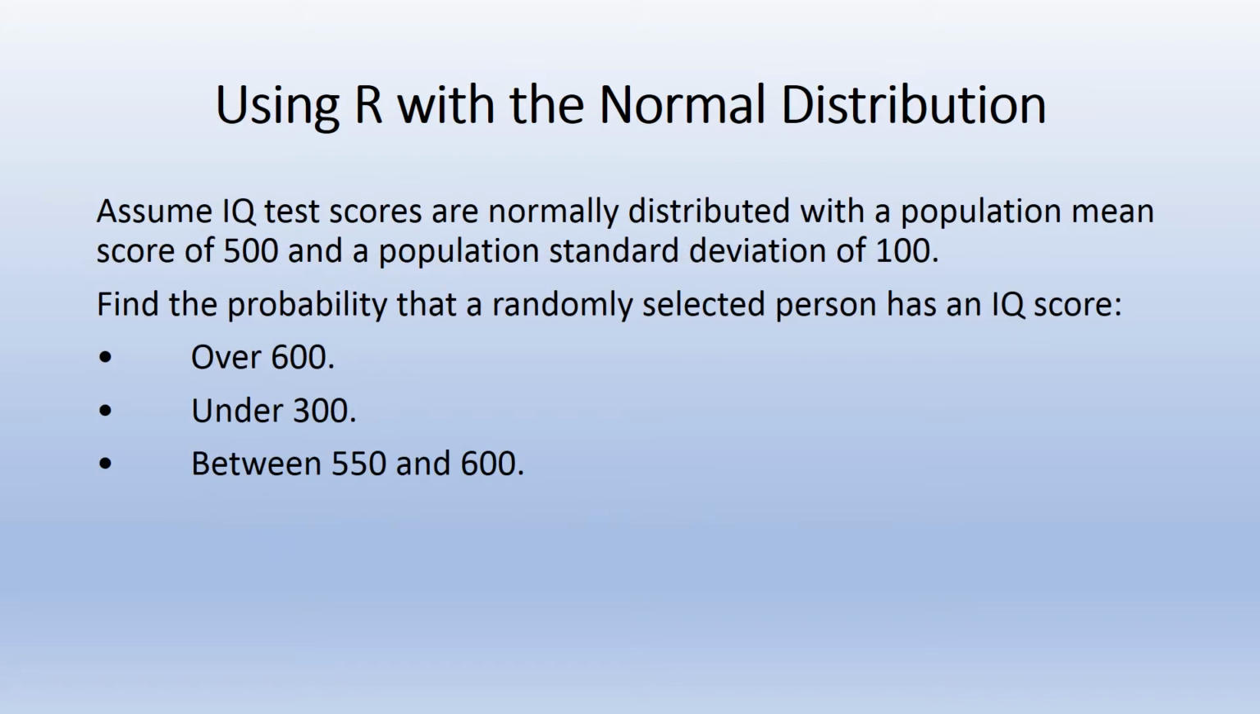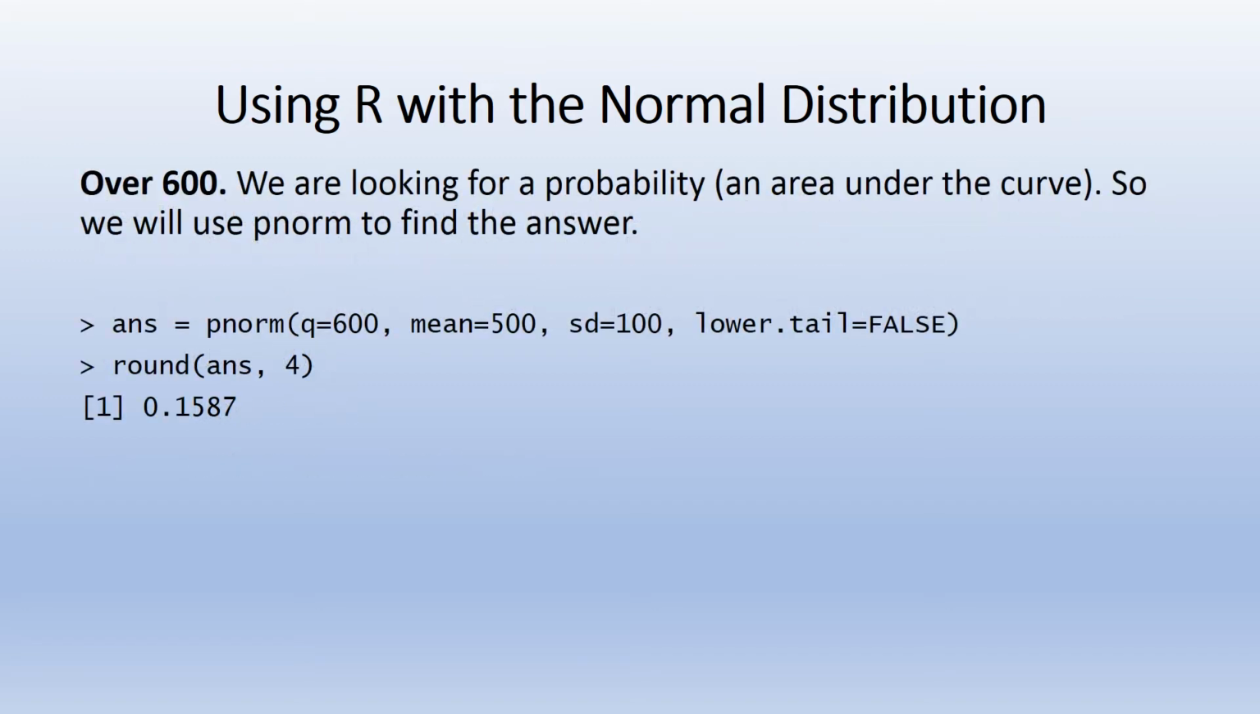Next, I'll work with 3 questions about scores on an IQ test. Test scores are normally distributed with a population mean of 500 and population standard deviation of 100. We will find the probability that a randomly selected person has a score of over 600, under 300, and between 550 and 600. To find the probability someone makes over 600, I use pnorm and put the answer in an object named ans. The arguments are q equals 600, mean equals 500, sd equals 100, and lower.tail equals FALSE. The rounded answer is 0.01587.